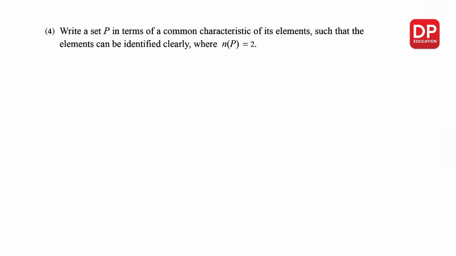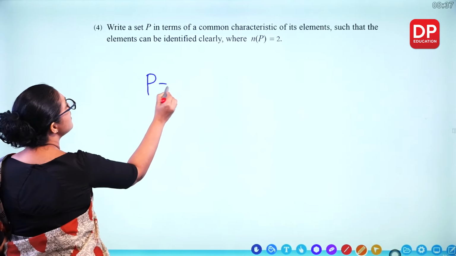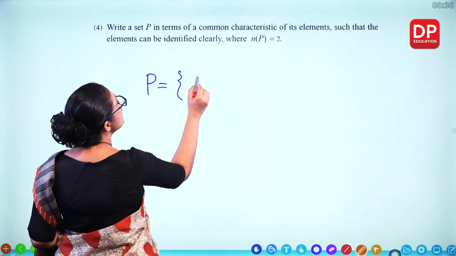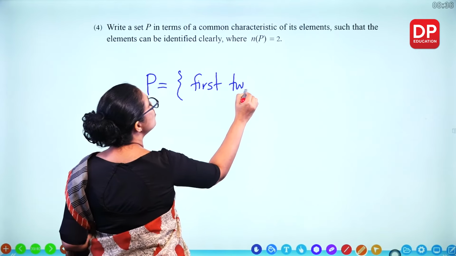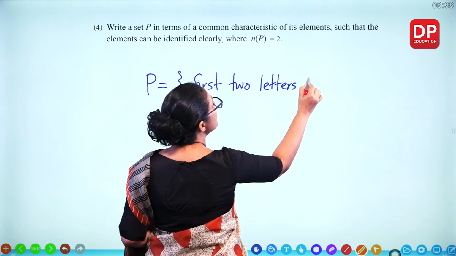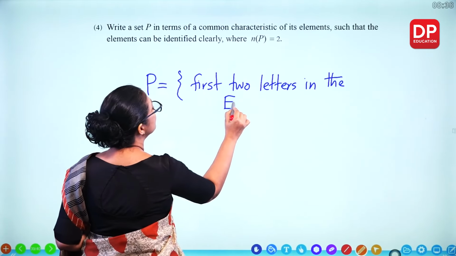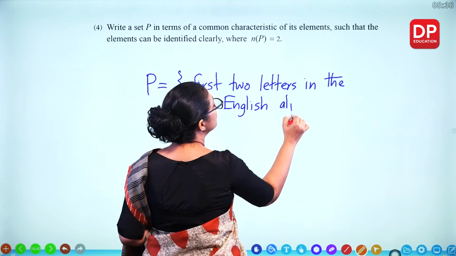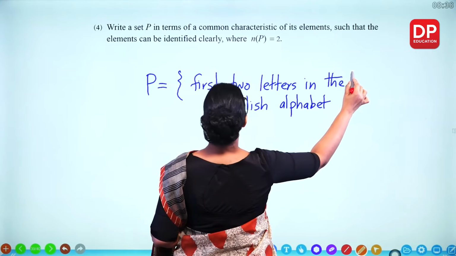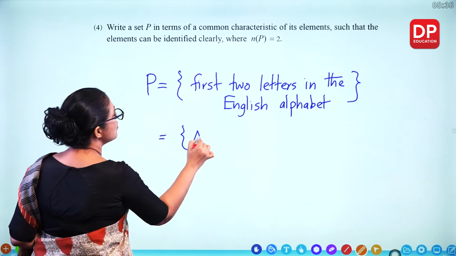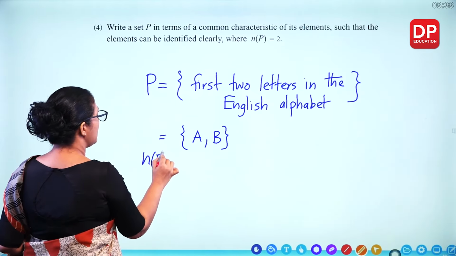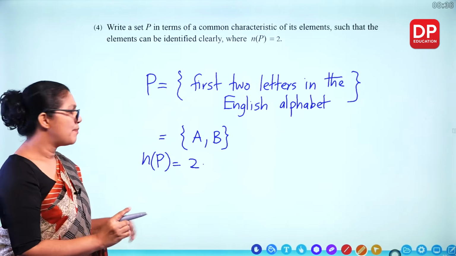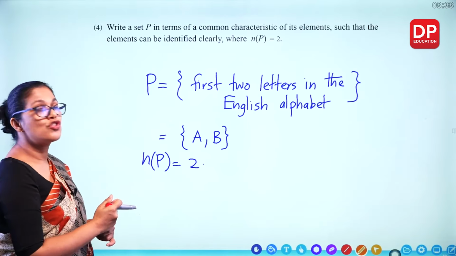Question number 4. Write a set P in terms of a common characteristic of its elements such that the elements can be identified clearly, where n(P) equals 2 elements. What can you write? Anything that you like. I can write first 2 letters in the English alphabet. So that means A and B. So n(P) equals 2. You can write any set, but the condition is that the number of elements in that set should be equal to 2.